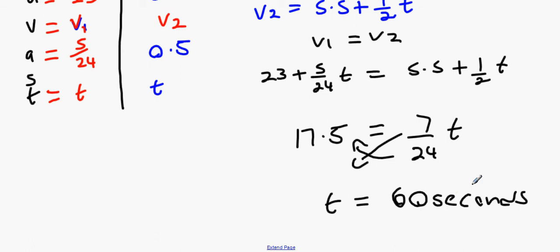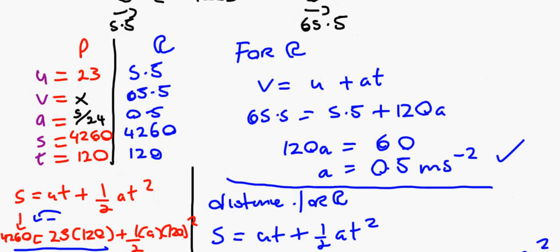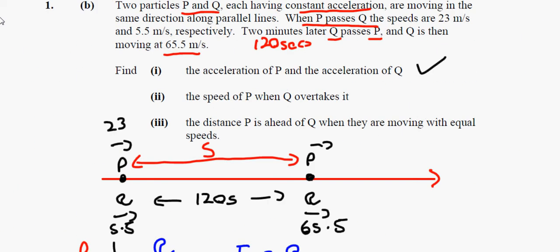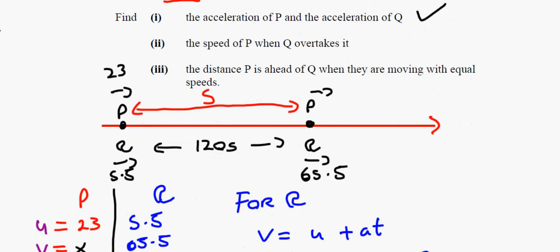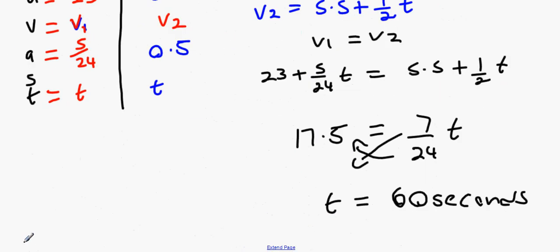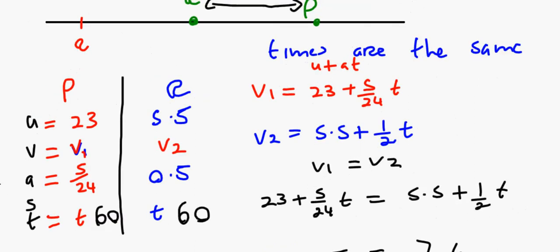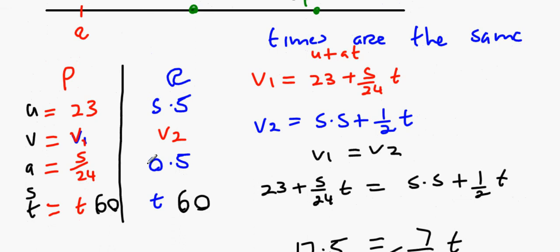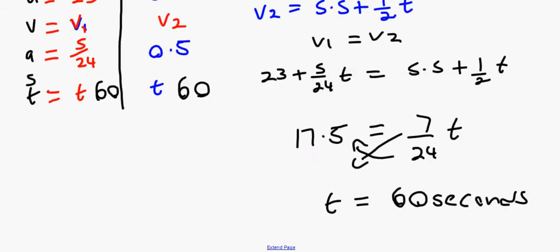Okay, reread the question before you leave. The distance P is ahead of Q. So we're not actually looking for the time, we're looking for the distance. So we found how long it takes. All we've got to do now is put this into a distance formula. We know that T equals 60. You can choose either information set you want. You're going to use U, A, and T. So you're going to use S equals UT plus a half AT squared.